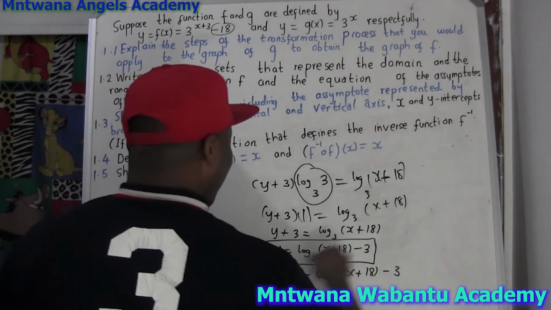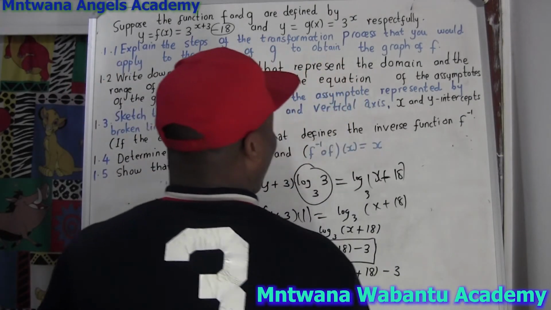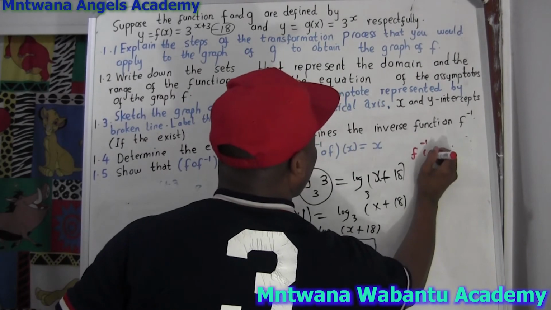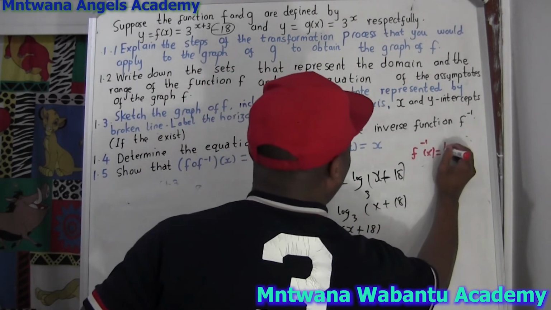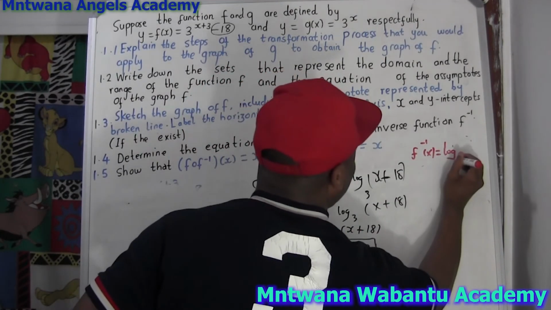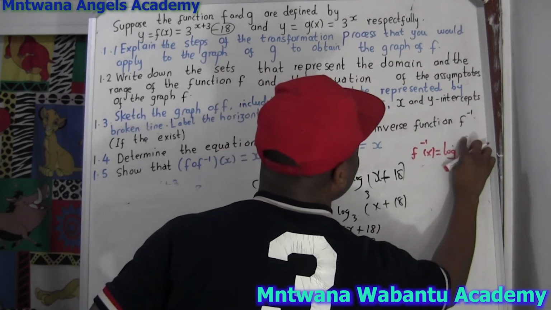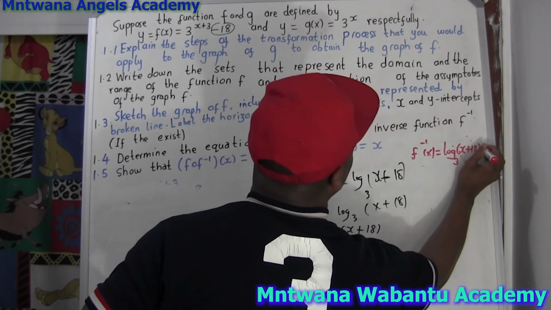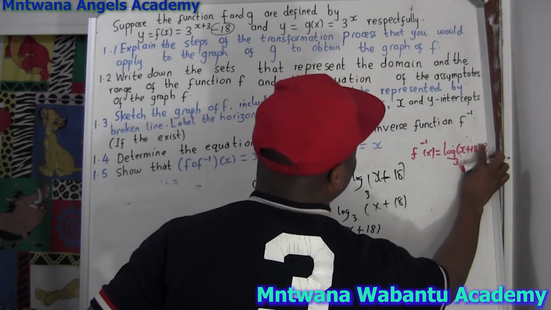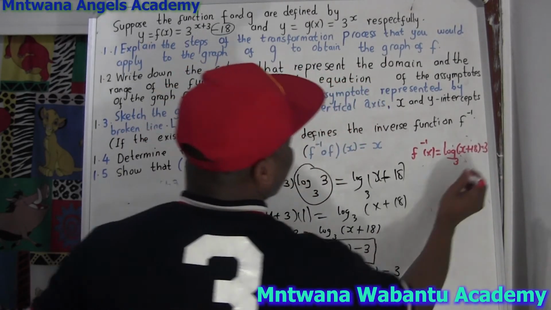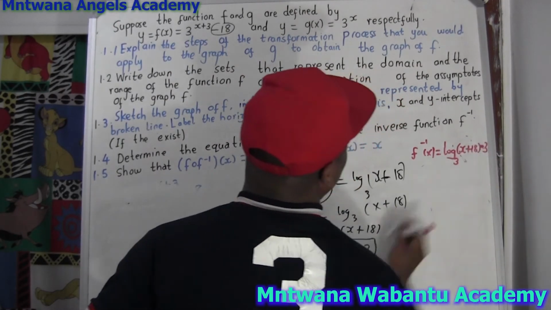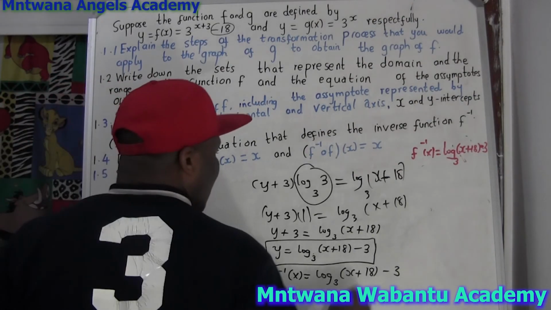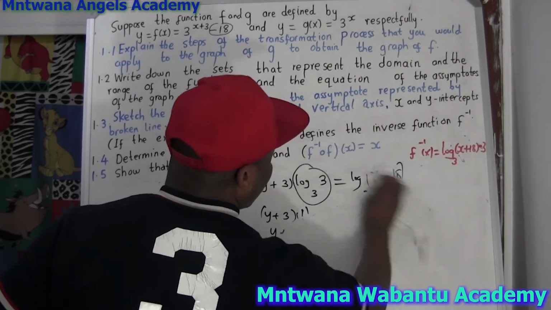Let's write our f inverse first here, because we're going to have to use f inverse now. f inverse equals log under base 3 of x plus 18, minus 3. It's too small, but I believe you understand. Okay, I don't need this anymore.